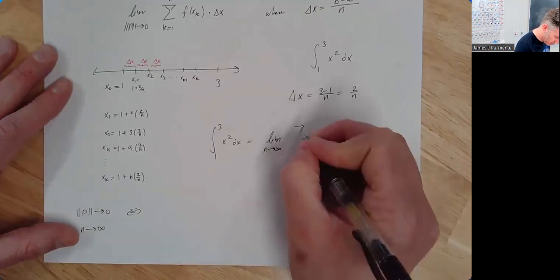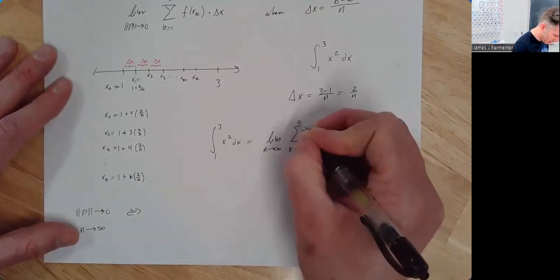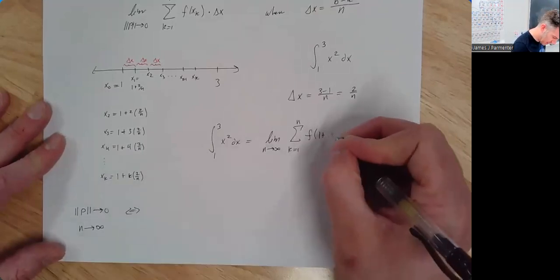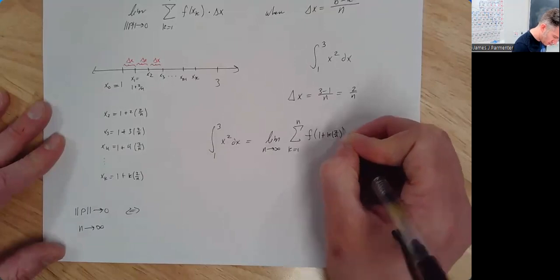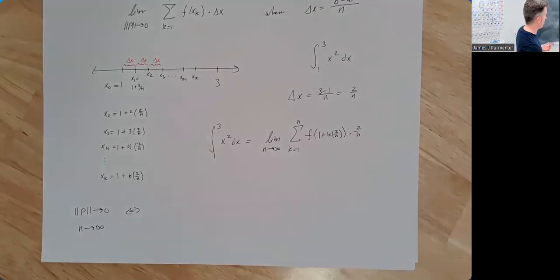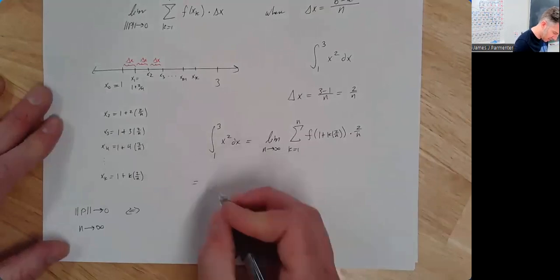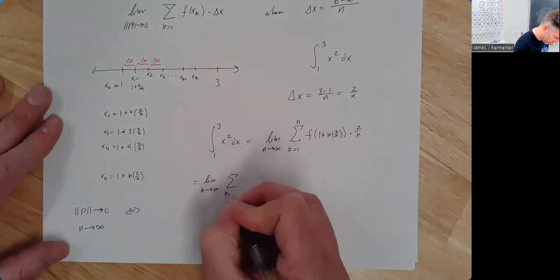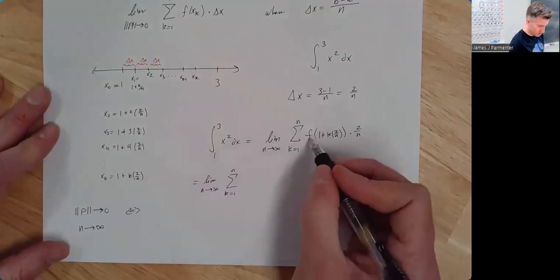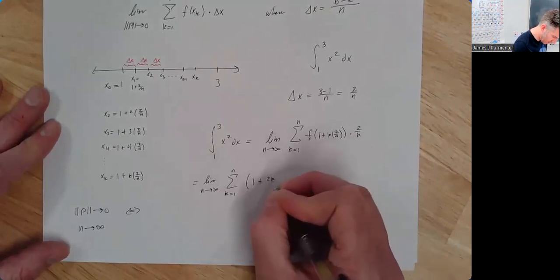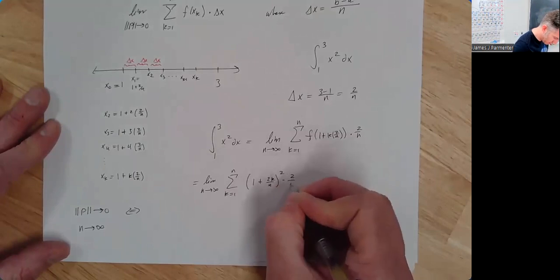And then we're going to have the sum from k equals 1 to n of f of our x sub k, which is 1 plus k times 2 over n, times our delta x, which is 2 over n. And this is where we're going to end up using those formulas that we talked about at the beginning of class. So we're going to write this as the limit as n goes to infinity of the sum from k equals 1 to n of, our function is just x squared, so we're going to get (1 plus 2k over n) squared times 2 over n.